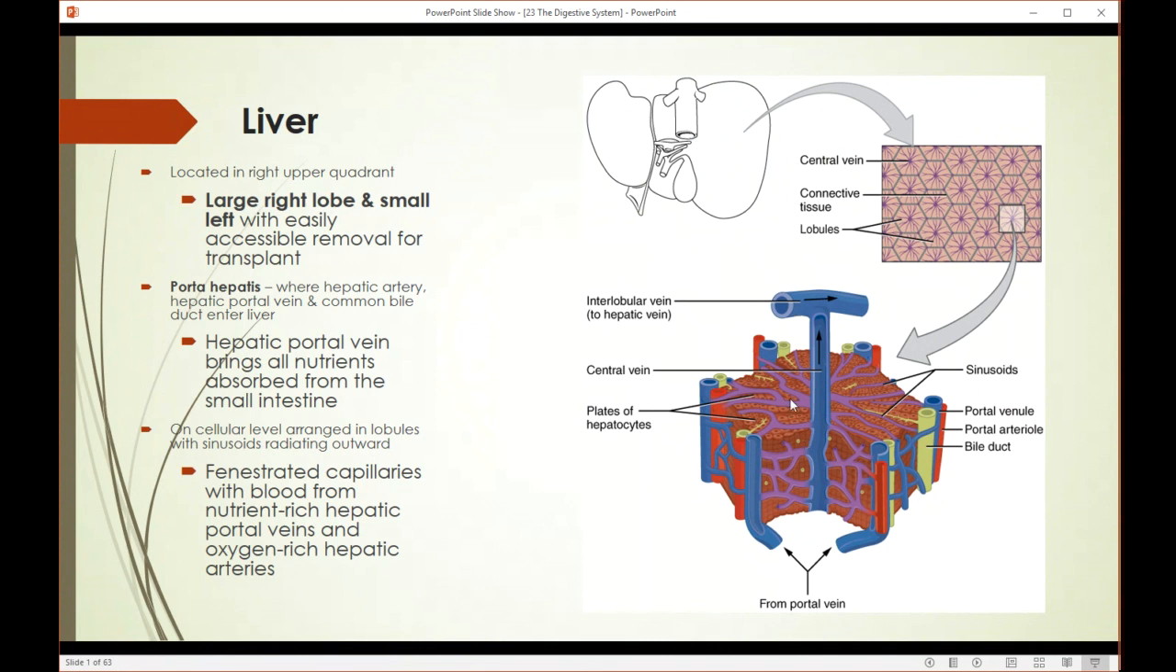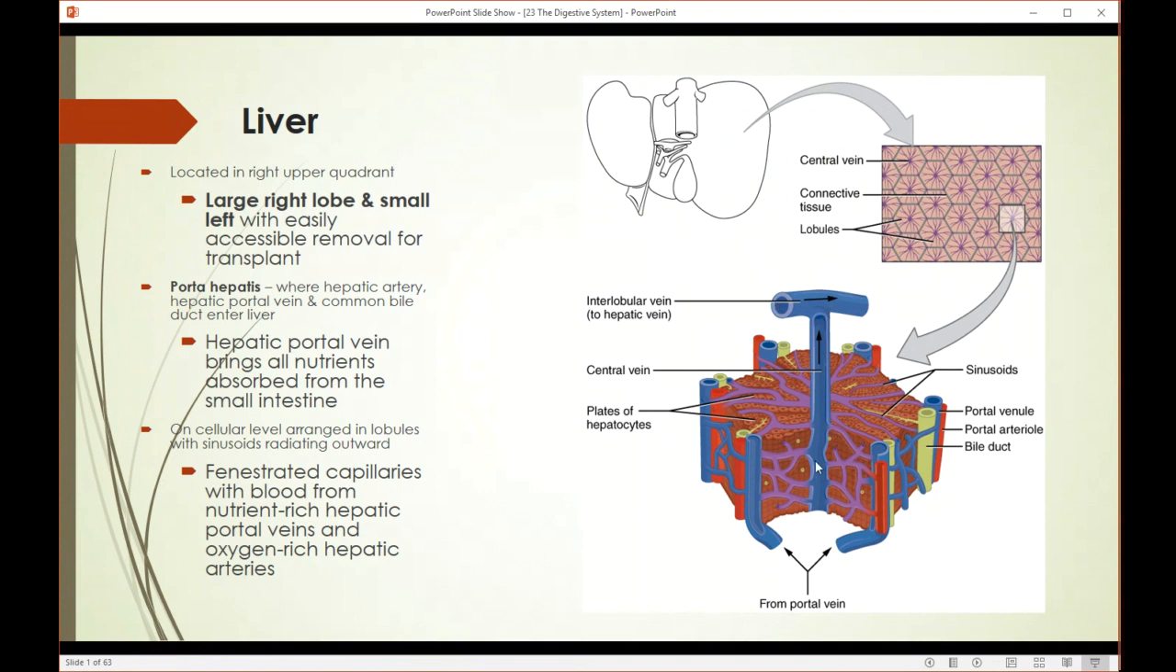On the cellular level, we have it arranged in lobules. And so you can see what happens is this is from the portal vein right there. You can see all those lobules. This is a lobule here. And so we have our interlobar vein. This is a central vein going right down the center. And so we kind of bring the blood flow up.